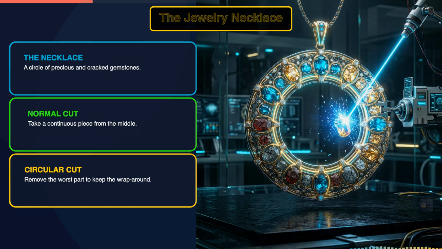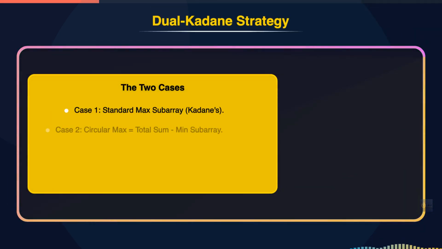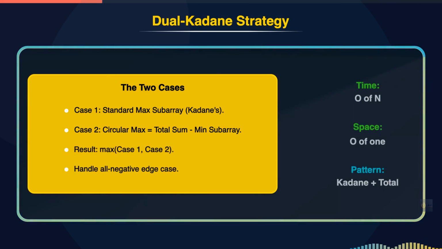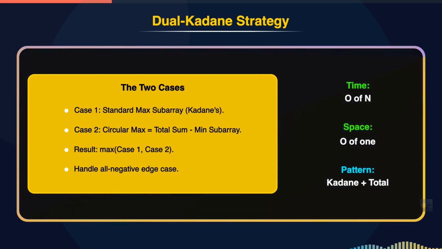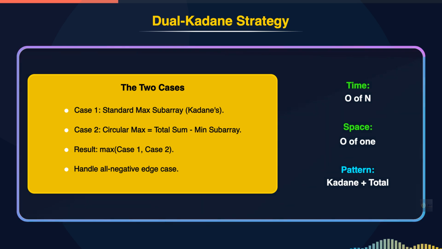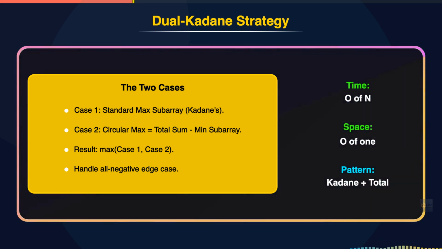This leads us to our strategy. The maximum circular sum can only happen in two ways. Case 1, the best subarray is just a normal one in the middle, which we find using standard Kadane's algorithm. Case 2, the best subarray wraps around the edges. To find this, we calculate the total sum of the entire necklace and subtract the minimum subarray sum. By removing the worst possible middle part, we are left with the best possible circular part. Our final answer is simply the maximum of these two cases.